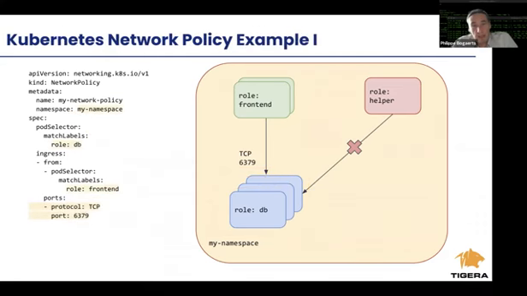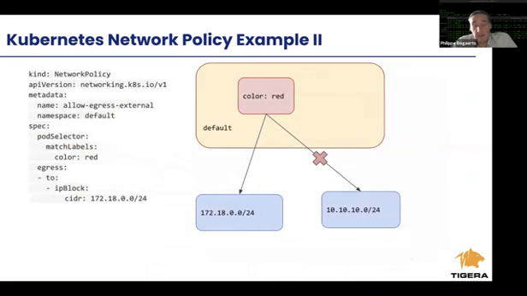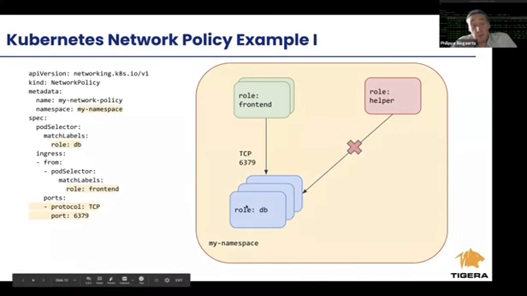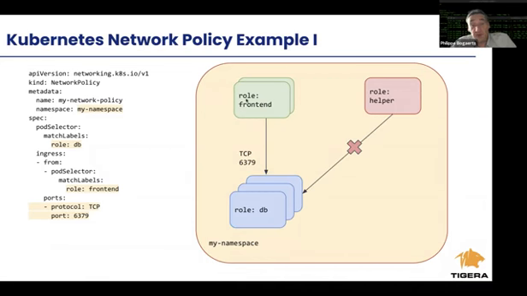Now, to make it a little bit more clear, and it's a little bit out of scope of this presentation, we actually created a network policy in my namespace. So it's only applicable there. It actually applies only to the blue pods. And we say that we only allow connections to come in from roll frontend, so the green ones, to a specific port 6379.